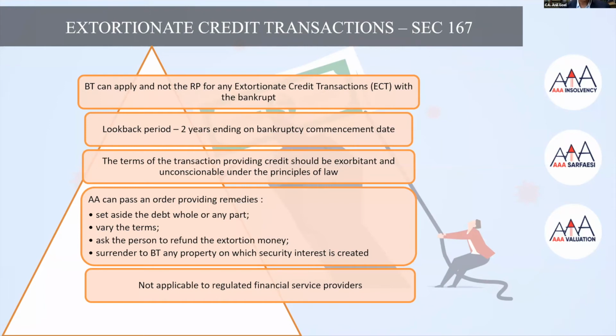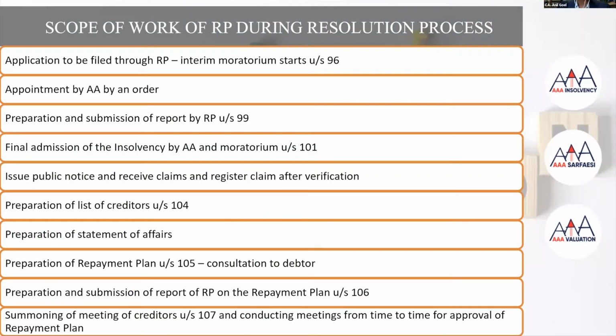Again, this is not applicable to regulated financial service providers, as section 49 is also not applicable. Section 50 is also not applicable to financial service providers. So these were the avoidance transactions which are not to be done by the RP.